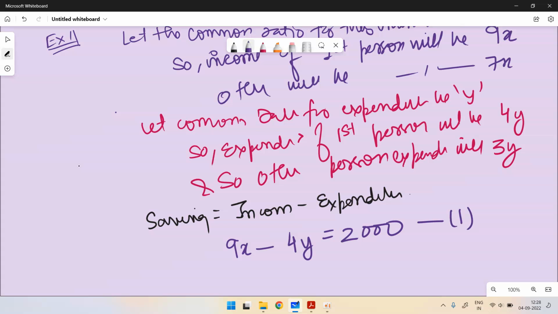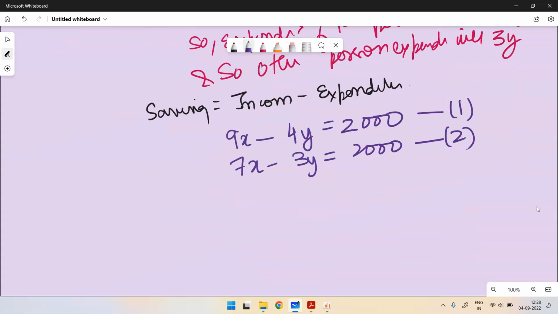Now, what is the second saying? For the second also, the income will be 7x and the expenditure of the second person is 3y, and both manage to save 2000 each. So 7x minus 3y equal to 2000. This is the second equation. Now it is saying to use the elimination method.